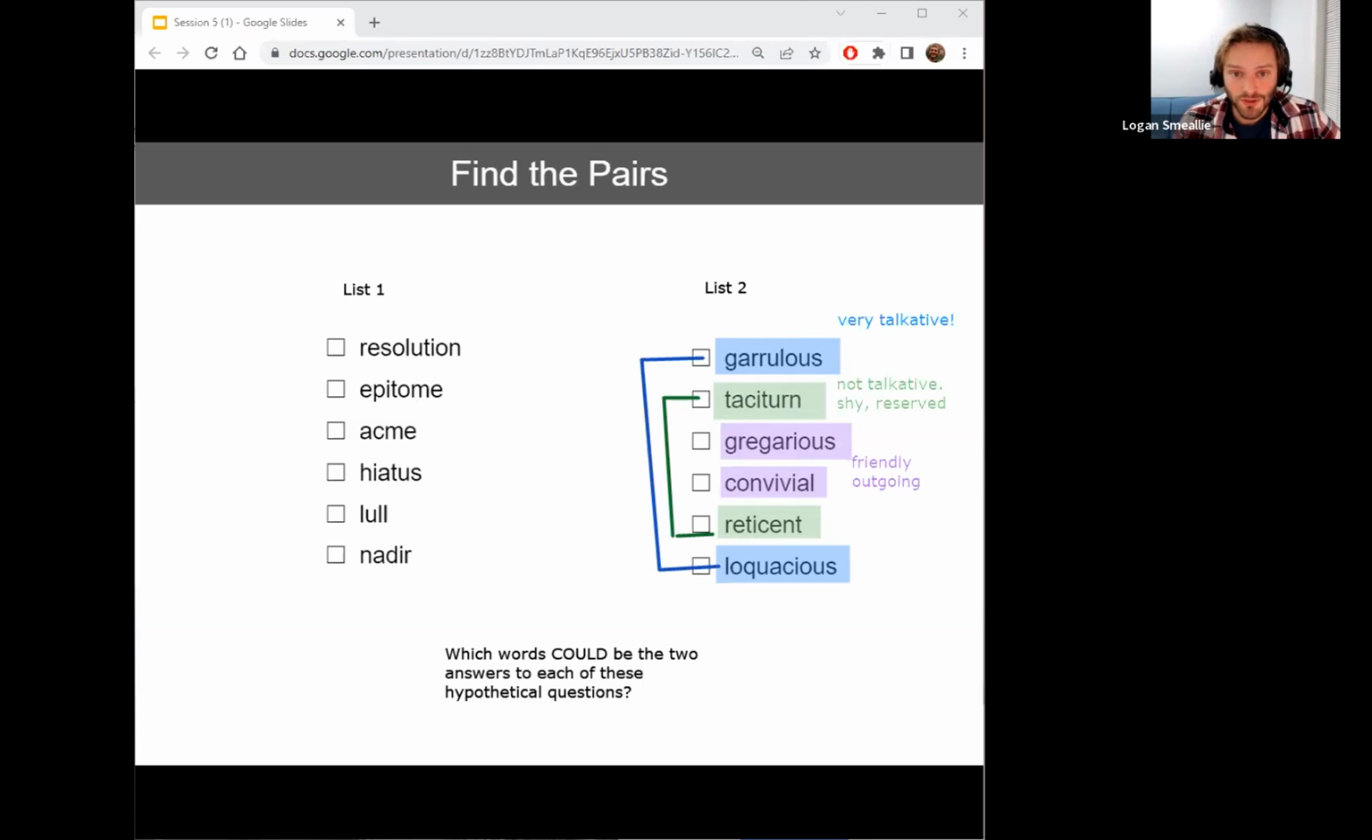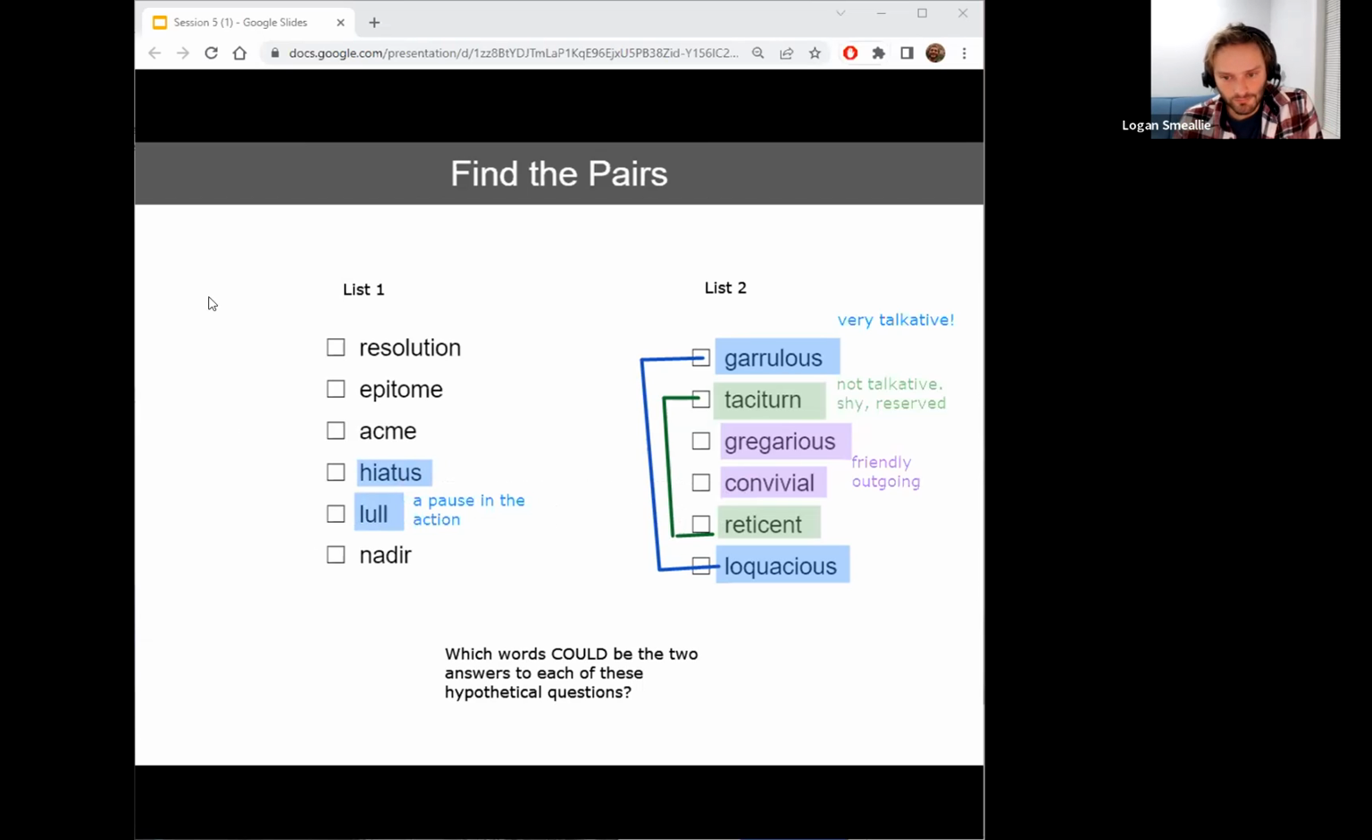Over here on the left, we do have a couple pairs as well. Hiatus and lull. Both of these can be applied in different ways, but they both mean like a pause in the action. If there is a hiatus or a lull in the action in a fight or something, it means there's a brief time when there's no fighting.